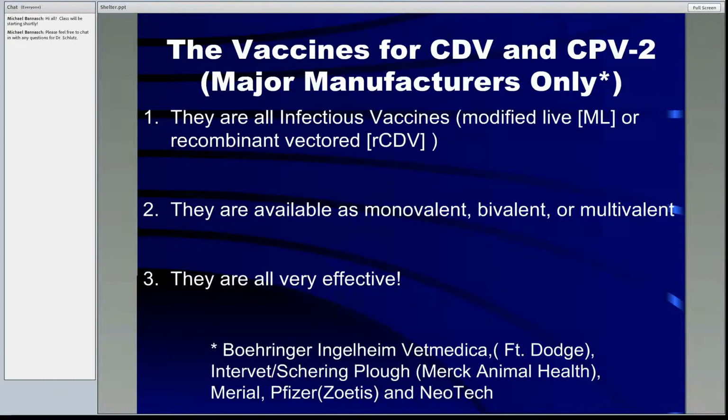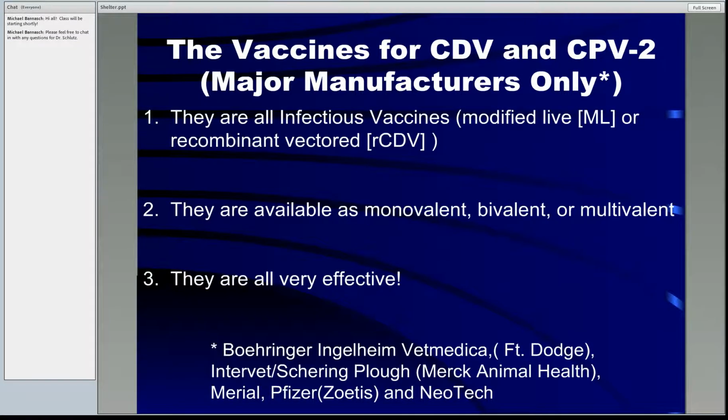So the vaccines for distemper and parvo, the ones that are recommended, are from the major manufacturers, and I've got those companies listed down below. They're all infectious vaccines. That means they'd be modified live vaccines or recombinant viral vectored vaccines. They have to infect the animal to immunize. They're available often as monovalent, bivalent, or multivalent, and the multivalent are the ones that are most often used. Distemper, parvo, adeno, paraflu, which is called a five-way.